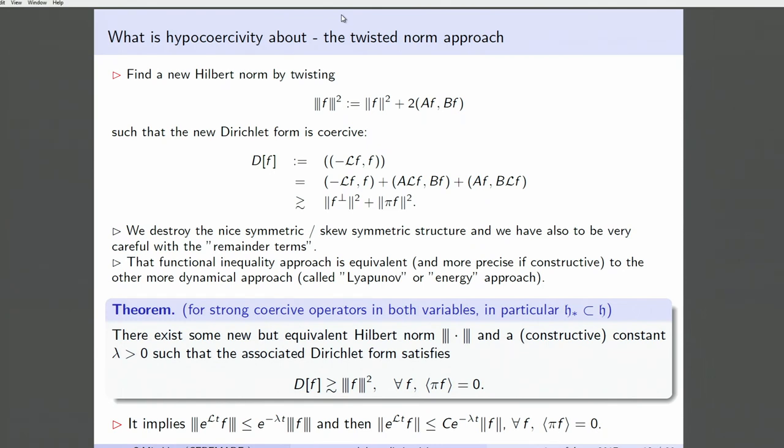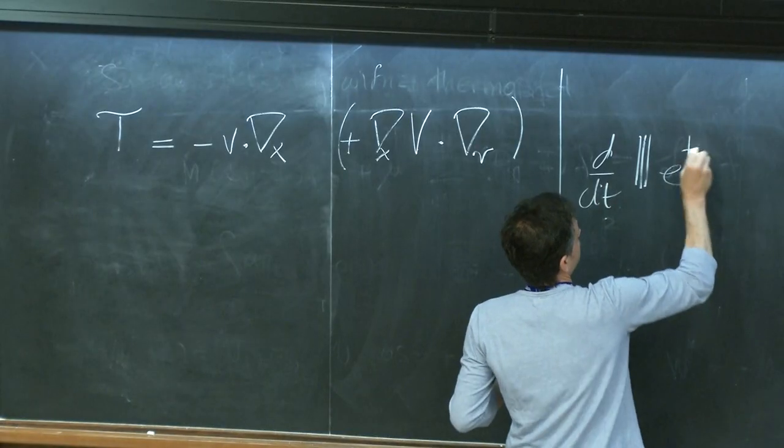So if you consider the semigroup for an initial datum F, this information, write this. Okay.